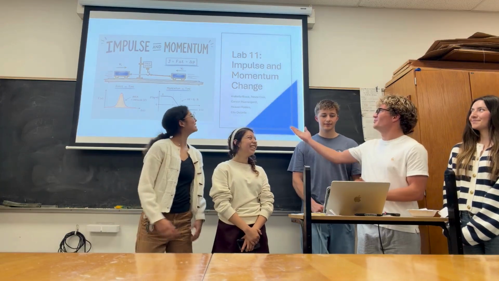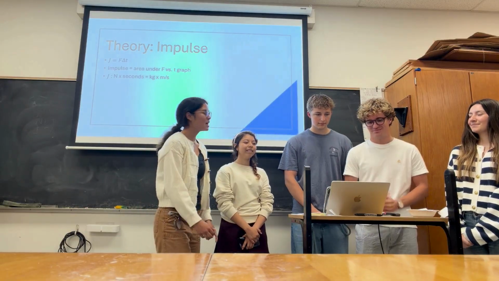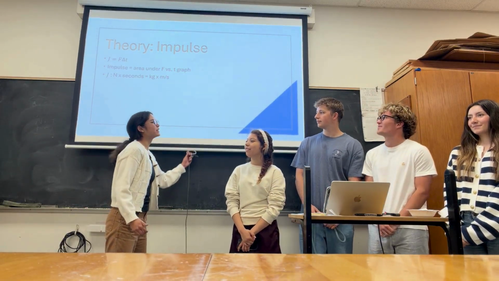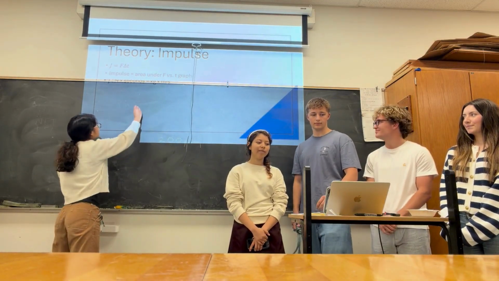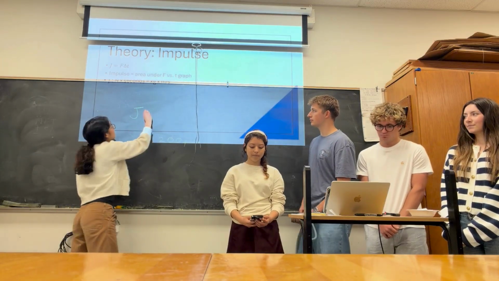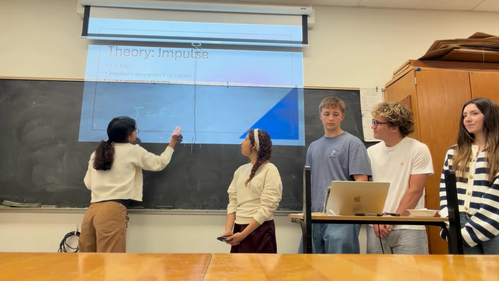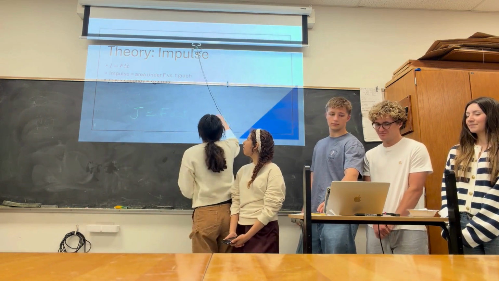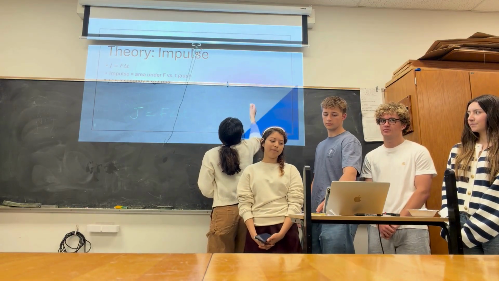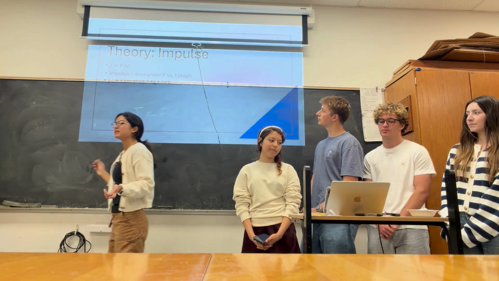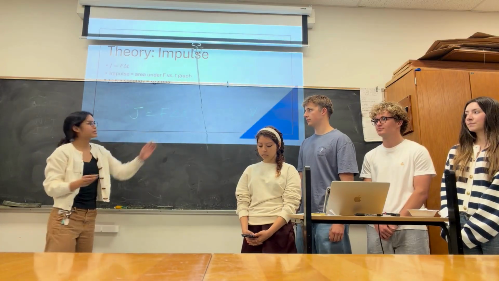We did impulse and momentum change. Okay, so I'm going to first just explain some of the basics of what impulse and momentum are. Impulse is annotated as a J, and it's equal to the force times the change in time. And then we have momentum, which we write as P is equal to mass times velocity. The objective of this lab is to show that impulse is going to be equal to change in momentum.